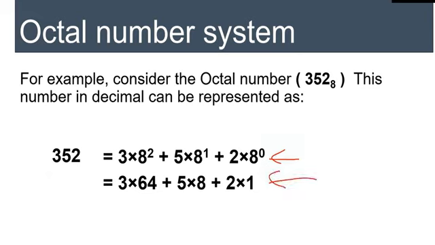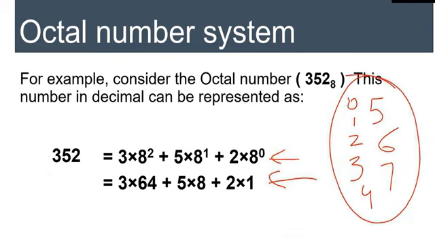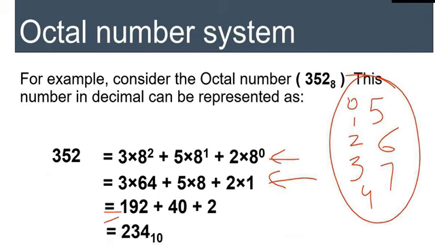And why here 8 raised to 0 for the number 2? As 2 is at the ones place, like 0, 1, 2, 3, 4, 5, 6, 7, all these are ones values. So it is necessary to write 8 raised to 0 here. So the final answer here is 234 decimal. Is that clear?